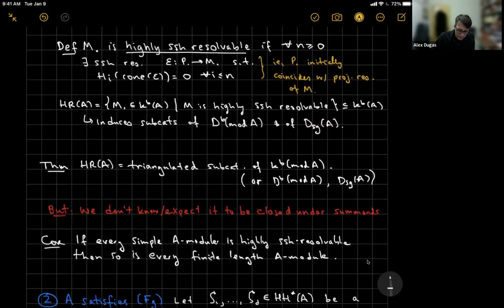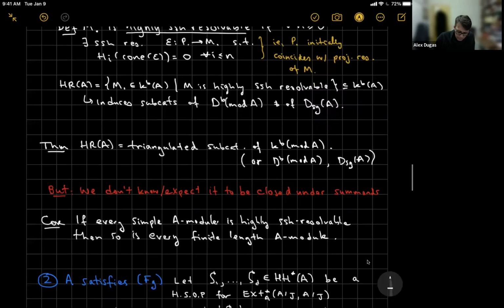So basically that half of the proof is going to be the same in all of the cases where we prove existence of SSH resolutions. And that means that the first step is to show that every simple A module is highly SSH resolvable. And that's equivalent to saying that every syzygy of every simple module has an SSH resolution. So I'll quickly sketch some of the arguments that we use in a couple of these cases.